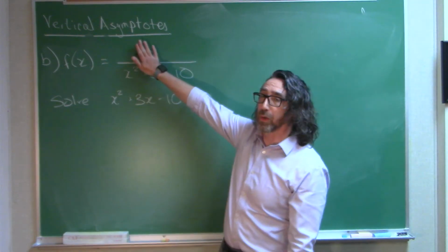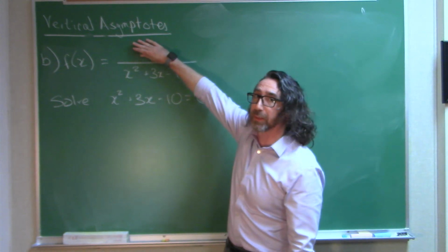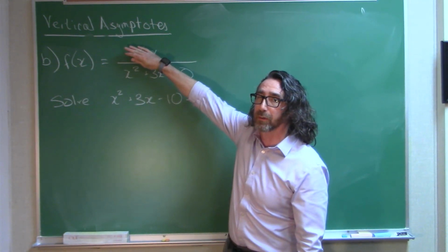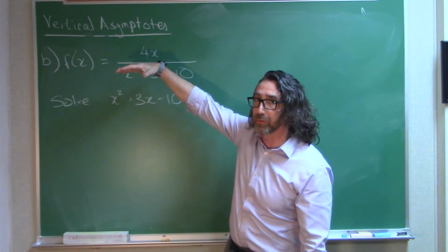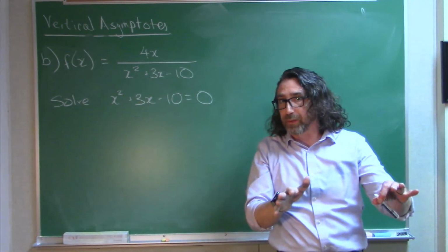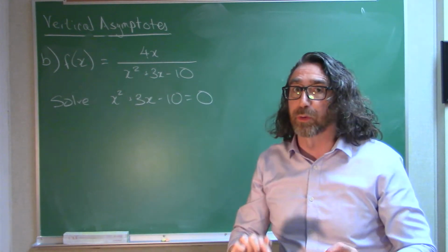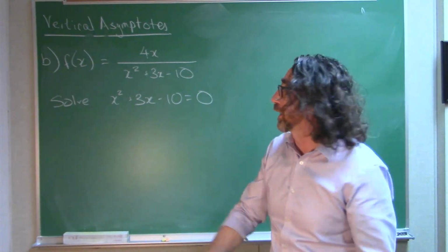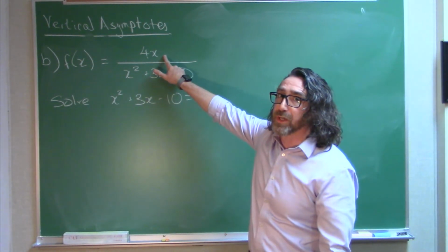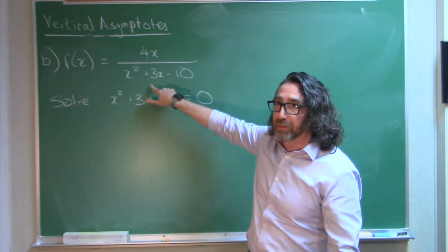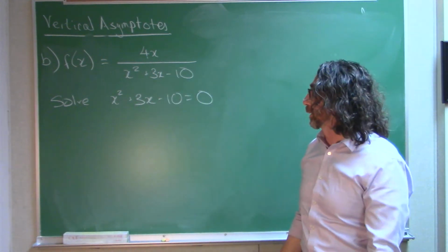Notice, when we're talking about finding the domain, we are completely ignoring the numerator. When we're talking about finding the vertical asymptotes, finding the domain, you can't divide by 0. Division by 0 is undefined. It's completely fine to have a 0 up top. Having a 0 down here is a problem.